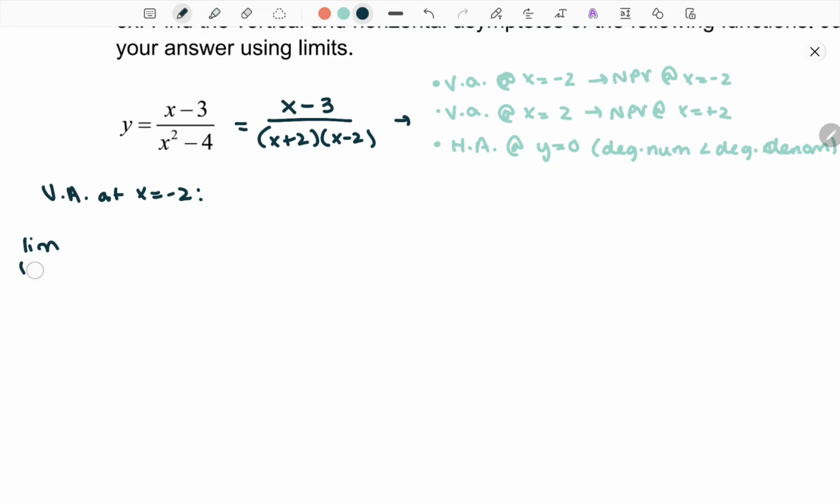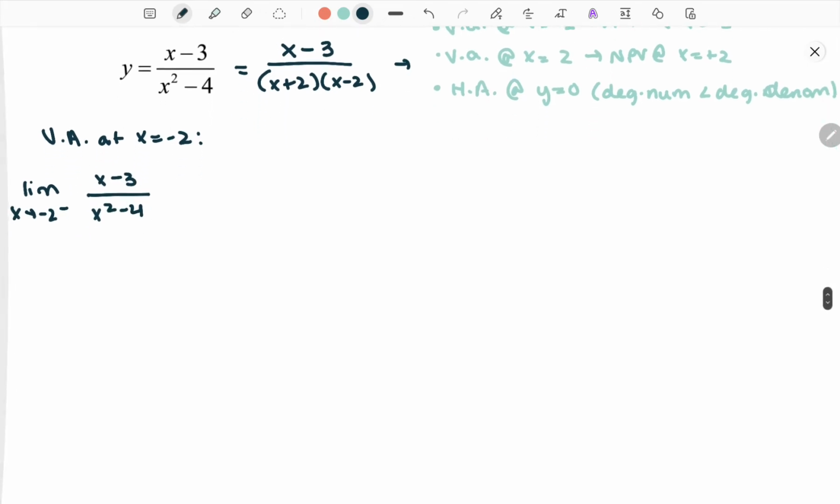So I'm going to approach negative 2 from the left side of (x minus 3) over (x squared minus 4). So I plug in a value of negative 2. I get negative 2 minus 3 on the top. I get a number that's slightly smaller than negative 2 on the bottom. Let me include that sign.